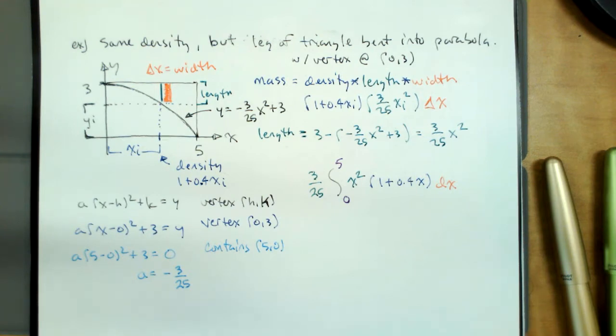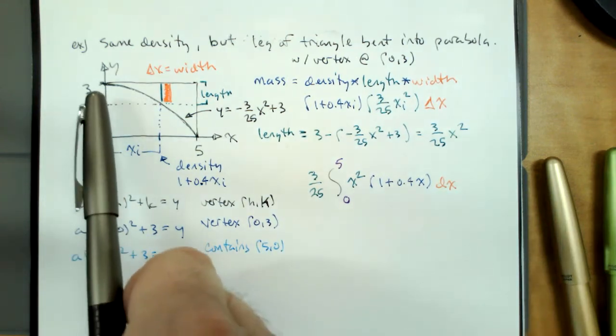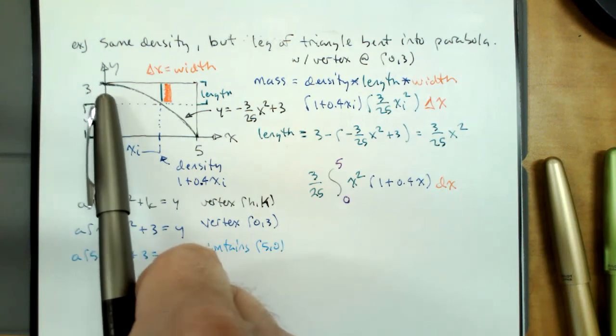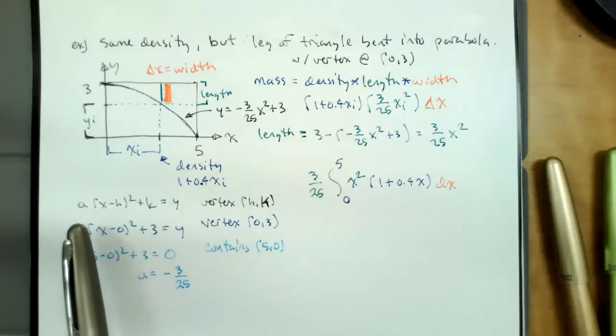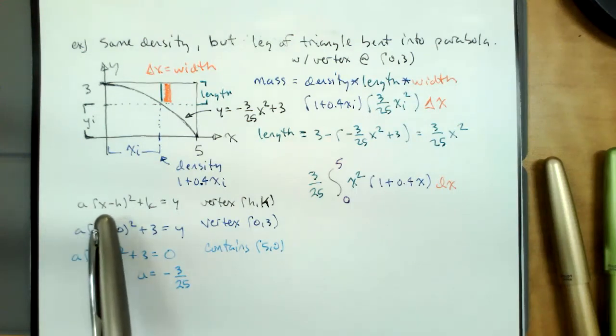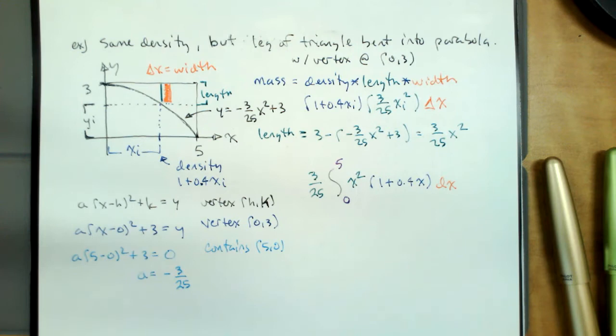Questions? Yeah. A is the leading coefficient of the parabola. I need to describe the parabola with a vertex at (0, 3) that went through the point (5, 0). So I just wrote a generic parabola. A is leading coefficient times (x minus h) squared plus k.